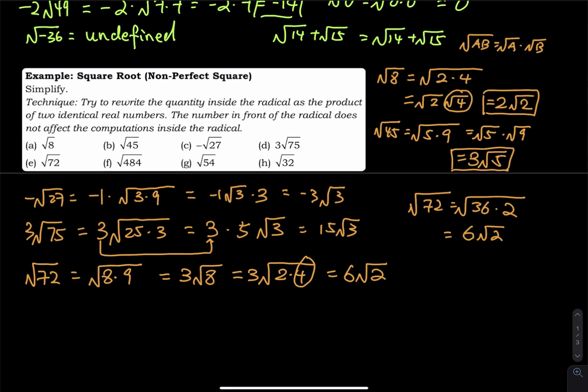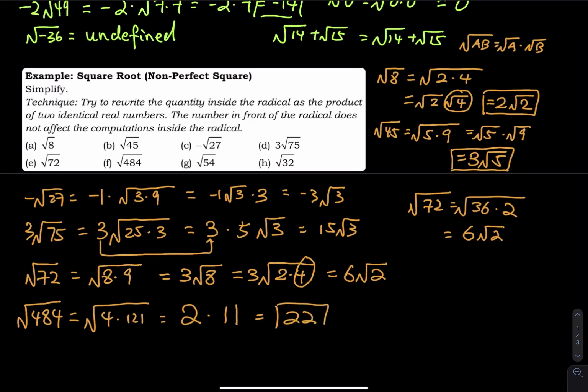The next number, 484. How about this? If you divide that by 4, you have the square root of 4 times 121. So the square root of 4 is equal to 2. 121 is 11 times 11. So 2 times 11 is 22. Don't forget to box the final answer.